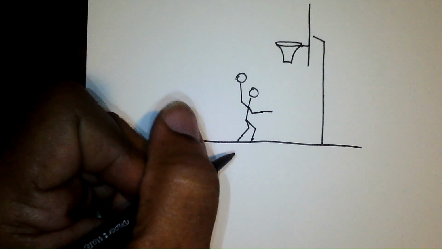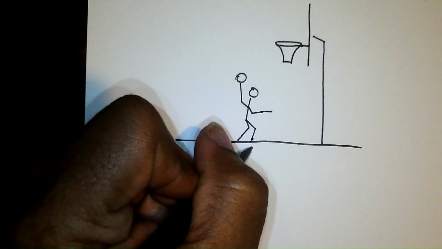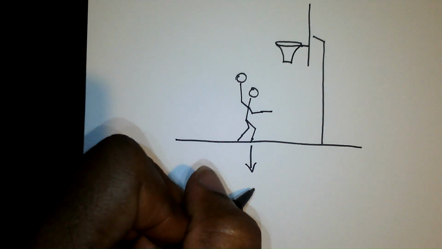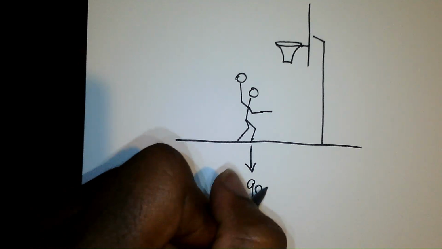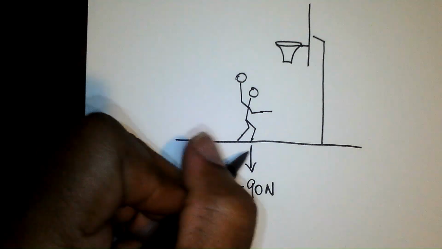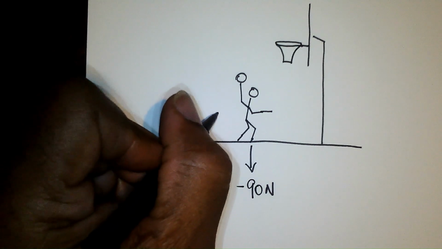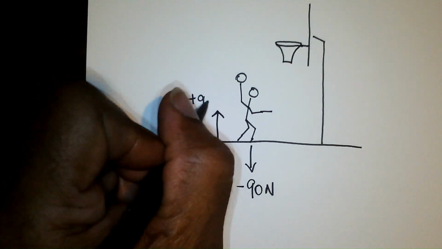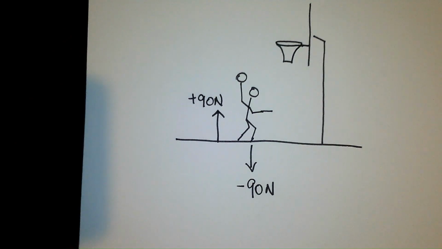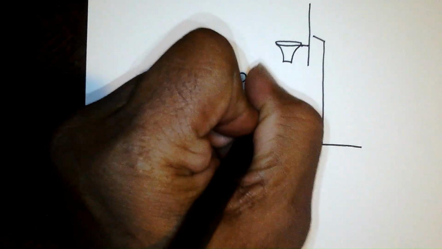Now, let's say you're getting ready to dunk a basketball. You have to push down on the ground. Let's say you push down on the ground with 90 newtons of force. How much force does the ground apply to your foot? According to Newton's third law, it will apply positive 90 newtons. Now, that positive 90 newtons will be the force that pushes you up. So let's say your mass is, say, 60 kg.